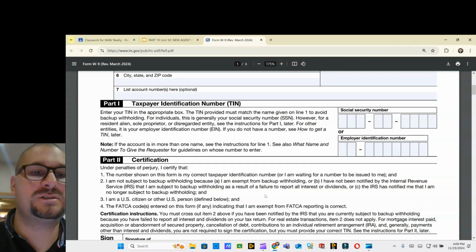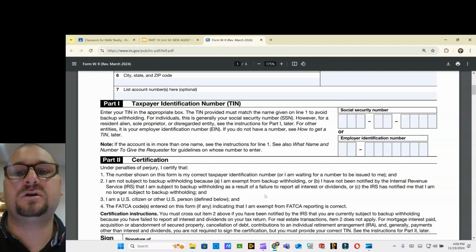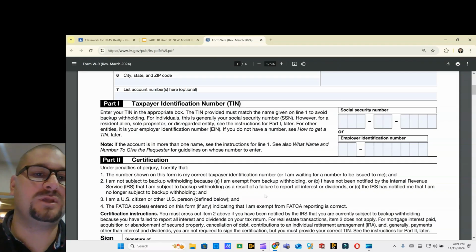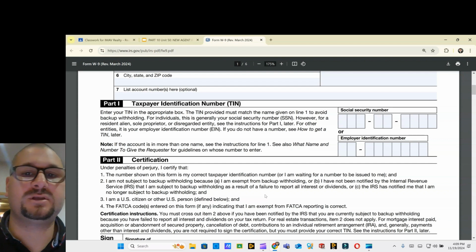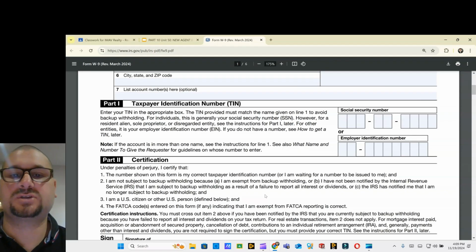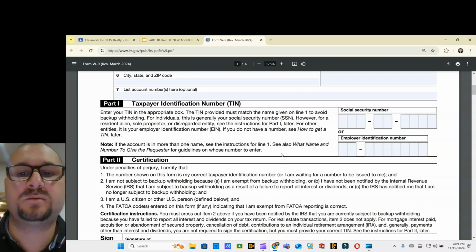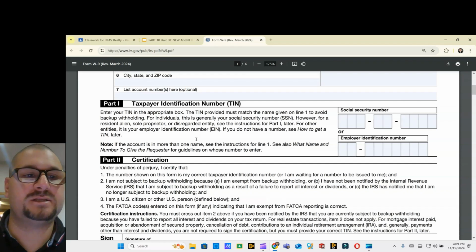Part 1, enter your TIN in the appropriate box. The TIN provided must match the name given on line 1 to avoid backup withholding. For individuals, this is generally your social security number. However, for a resident alien, sole proprietor, or disregarded entity, see the instructions for Part 1 later. For other entities, it is your employer identification number. If you do not have a number, see How to get a TIN later.